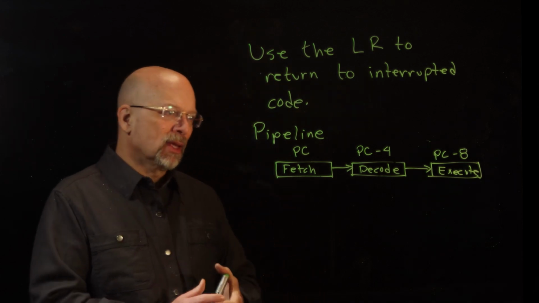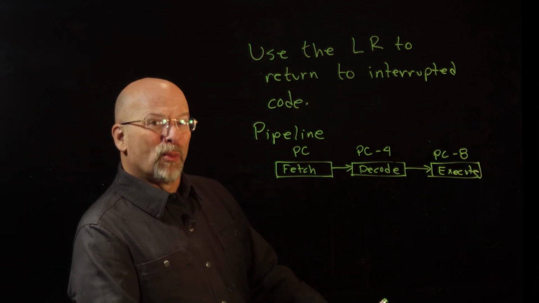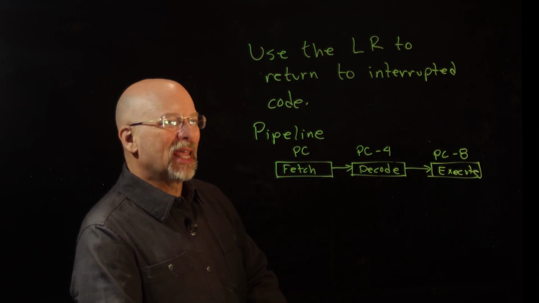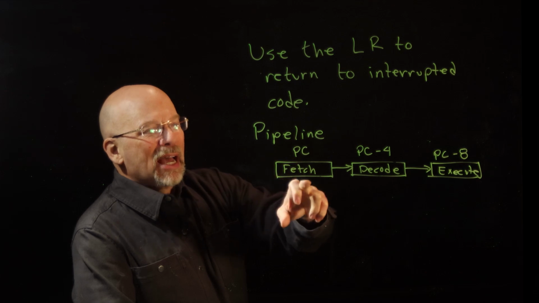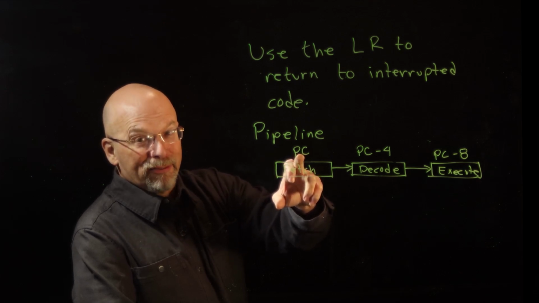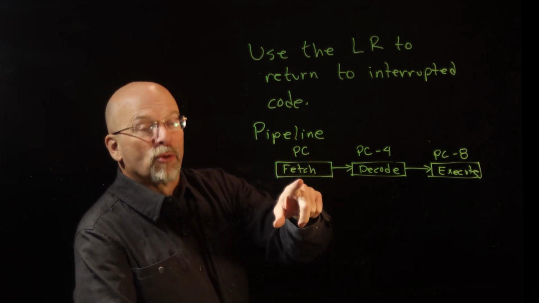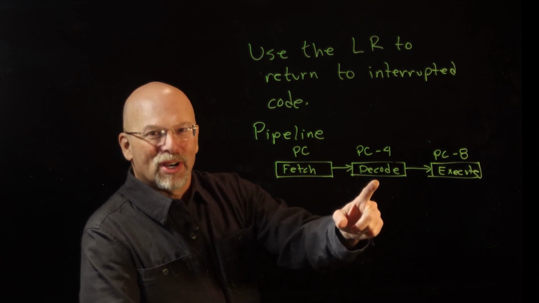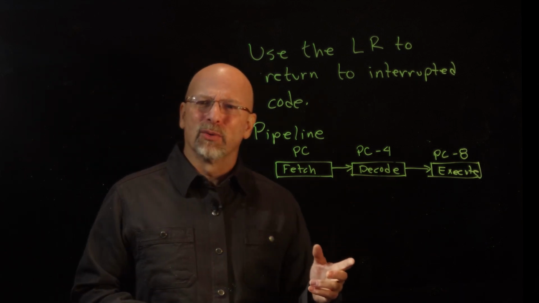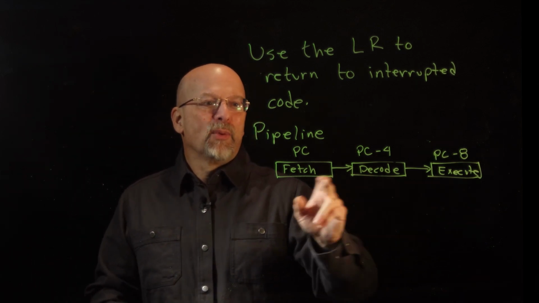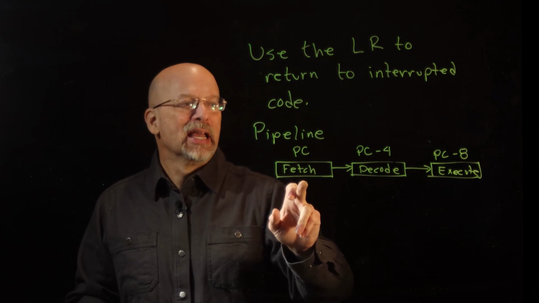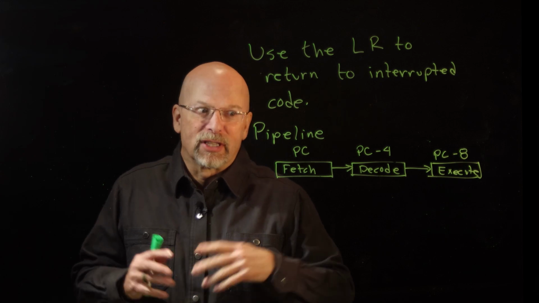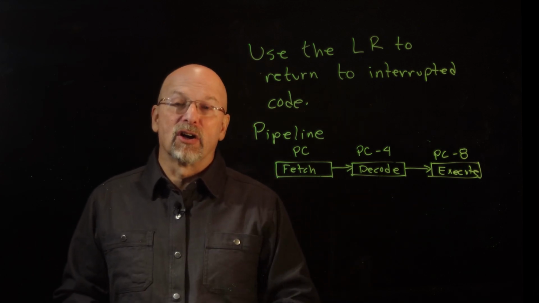All right? This makes a problem when we're returning from an interrupt service routine, because if we return to the address that we were fetching whenever we were interrupted, guess what? We're going to skip executing this instruction. How on earth is that going to work? It means every time we get interrupted, if we return back to PC, then what was in the decode is going to vanish. It was as if it didn't get fetched at all.